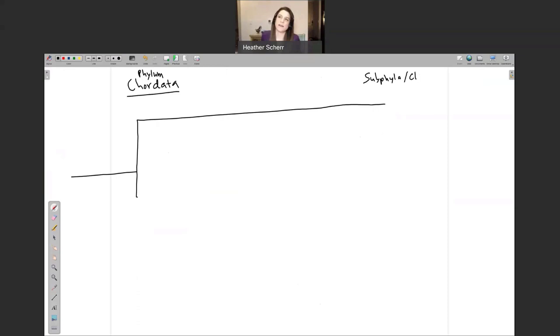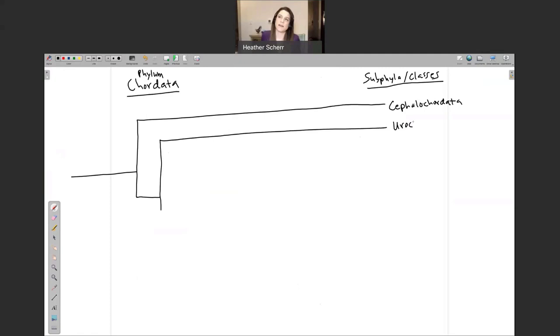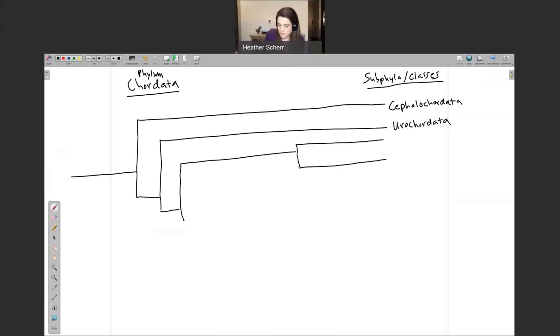So these are subphyla or classes. We've got the cephalochordata or lancets. I'm going to write the common name. We've got the urochordata or tunicates, aka sea squirts. These are both invertebrates, or two invertebrate chordates.